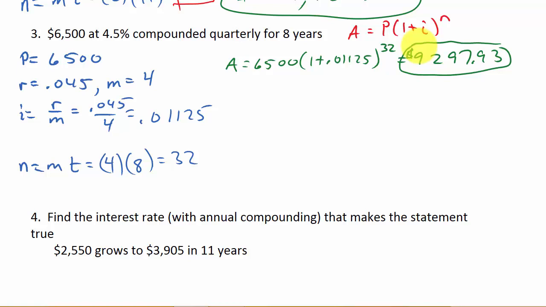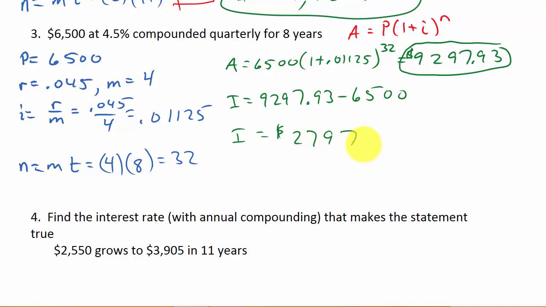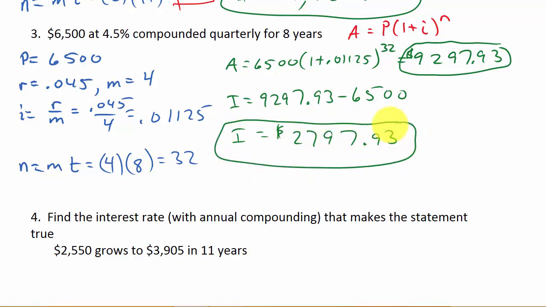And then they want the interest, so that's the compound amount minus the principal. So the interest is $9,297.93 minus the 6,500. And so let's see what we get there. That is $2,797.93. Okay.